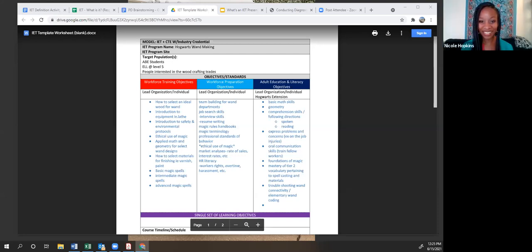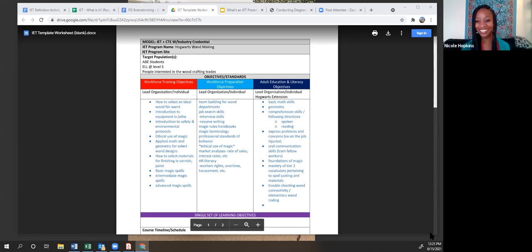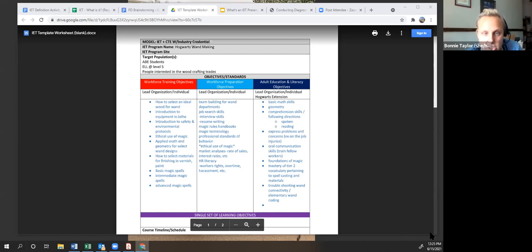All right, group two. That was my group. Somebody share one or two from the workforce preparation objectives. Oh, group two, we already did. I think you mean group three. Group three, yeah, sorry. So we have ethical use of magic because it sort of overlaps. We talked about how some things overlap. The basic skills of job search, and then HR literacy means like workers' rights, overtime, workplace harassment, and all those other things that sort of apply to most or all jobs. Fantastic. Thank you, Bonnie.